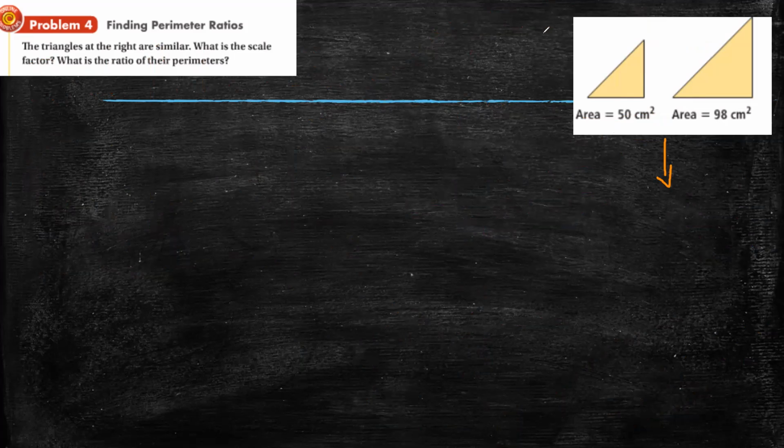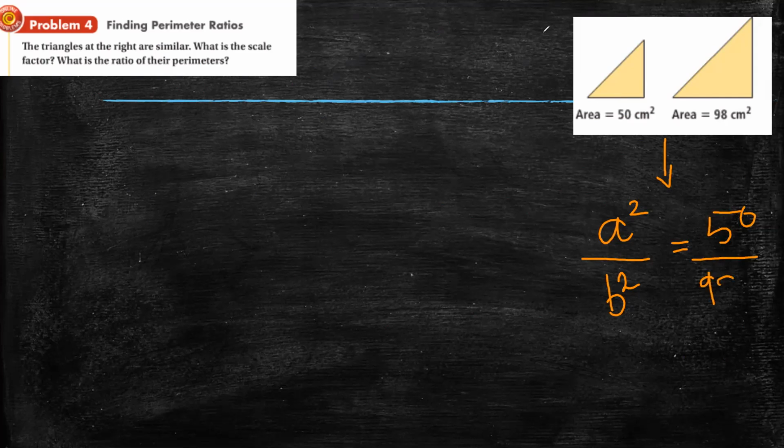So he told me about the ratio of the areas, which is A²/B². Is it right? Yeah. He gave me the areas, so I didn't write it as A/B. Be careful. I have to write it as A²/B², smaller to larger. The smaller one is 50 and the larger one is 98. This is the ratio of the areas. I found it now from these two shapes.